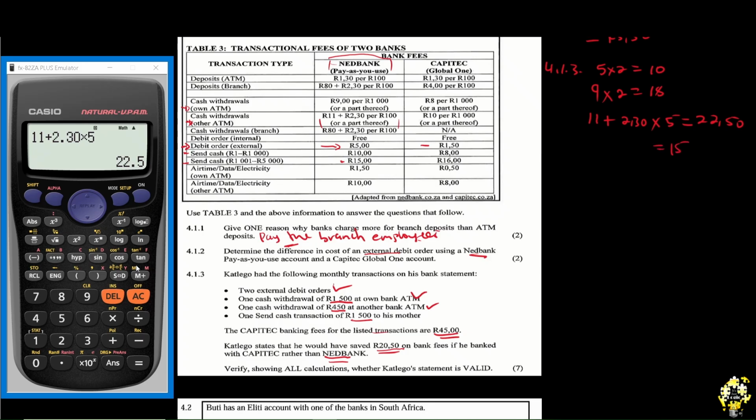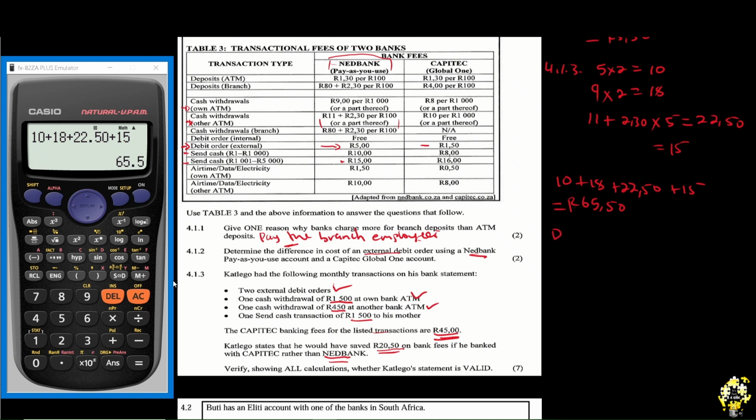So now let's add all of this. So let's say 10 plus 18 plus 22.50 plus 15. Let's see what we are going to get as the charges that Nedbank are going to charge this human being. Okay, they are apparently going to charge him 65 rands 50 cents. Now let's compare. Capitec, they're charging him 45 rands. Nedbank, they're charging him 65 rands 50.